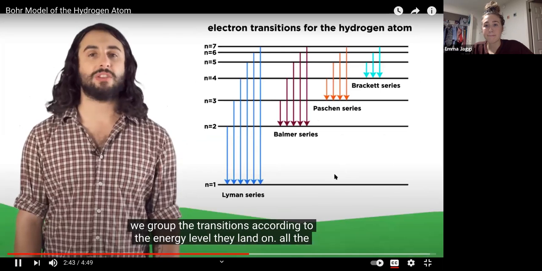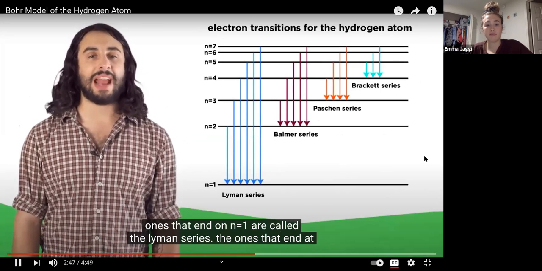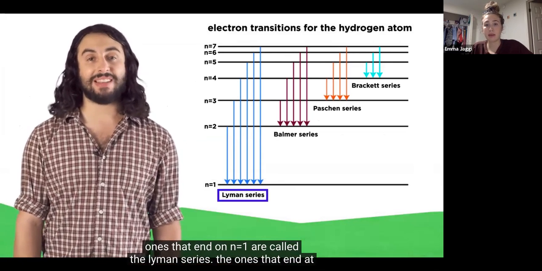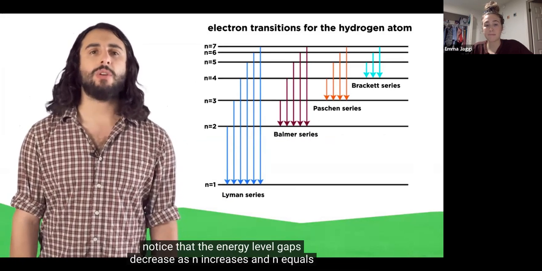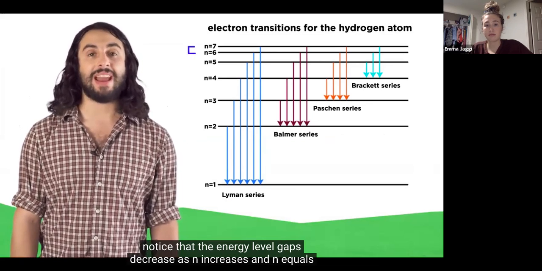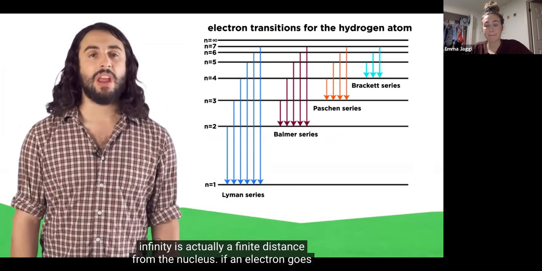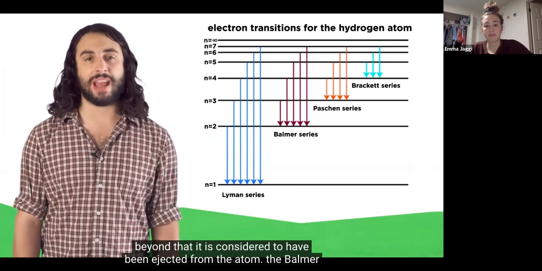We group the transitions according to the energy level they land on. All the ones that end on n equals 1 are called the Lyman series. The ones that end at n equals 2 are the Balmer series, and so forth. Notice that the energy level gaps decrease as n increases, and n equals infinity is actually a finite distance from the nucleus. If an electron goes beyond that, it is considered to have been ejected from the atom.